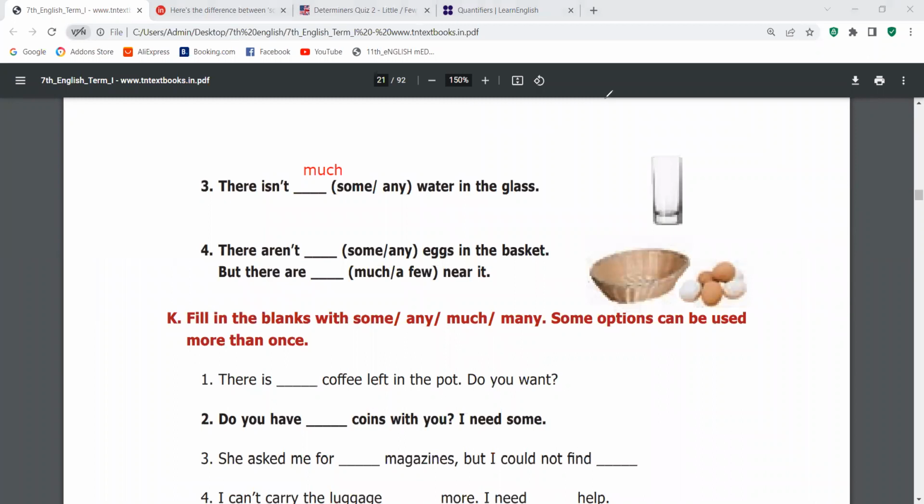There isn't dash water in the glass. There isn't some water in the glass. There isn't any water in the glass. Do we use some or do we use the word any? There isn't any water in the glass.